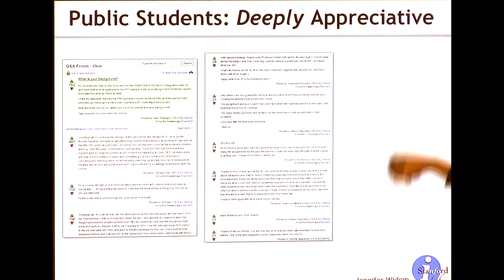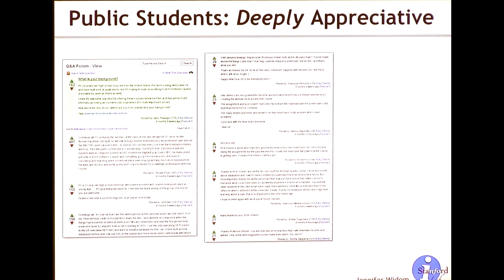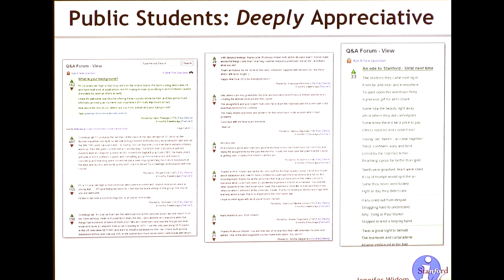This is all the people saying how much they love the class. If someone said I was a rock star, that's certainly the only time that's ever been said. And then somebody wrote a poem. An ode to Stanford. The students, they came rushing in from far and near and everywhere to gaze upon this wondrous thing, a precious gift for all to share, and it goes on and on. Okay, so that was very rewarding.